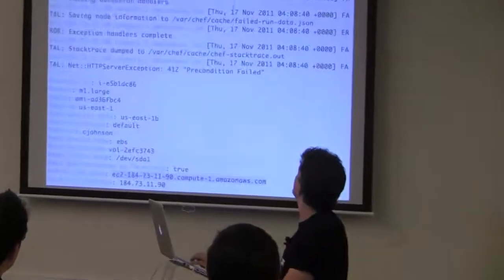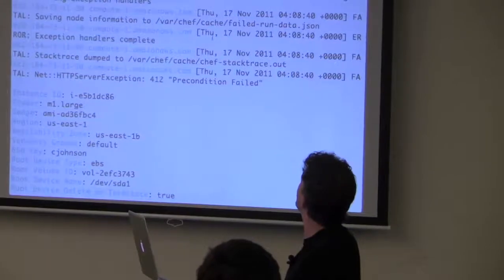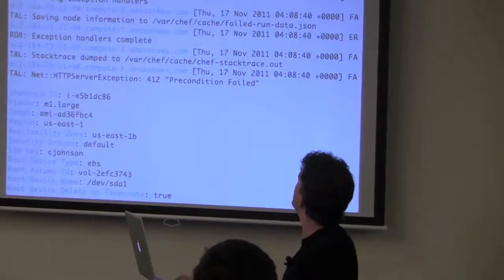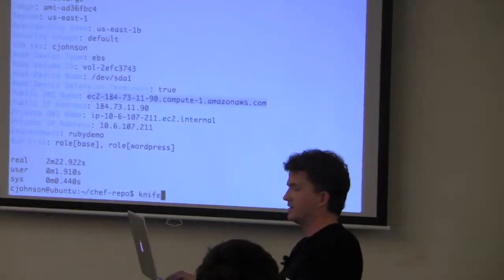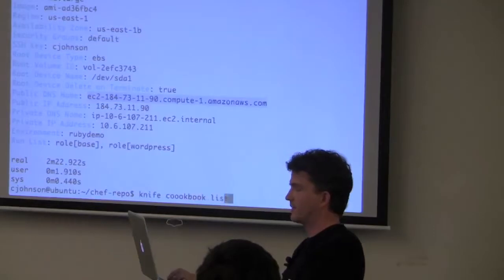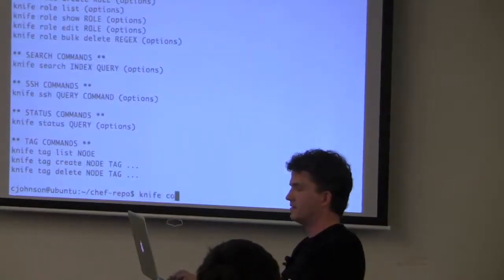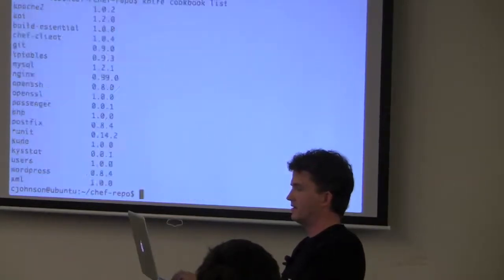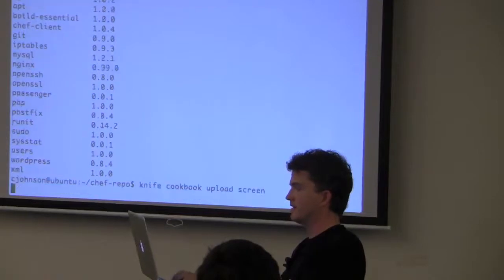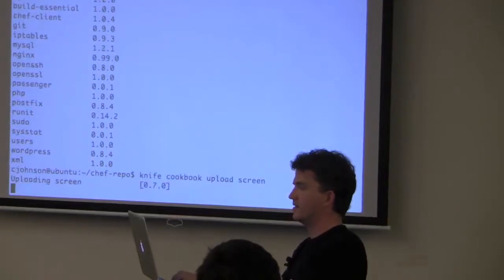Oh no! It failed out. Dang. Run list contains invalid item. No such cookbook screen. You didn't upload the zip file? Oh, I didn't have screen up here. All right. Of course. It worked great yesterday, and now I'm in the demo.